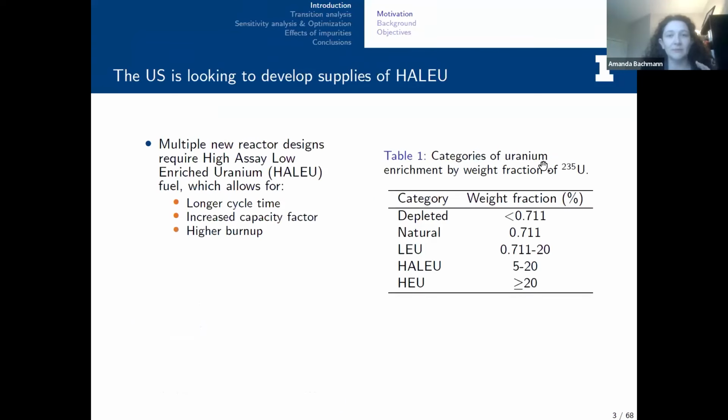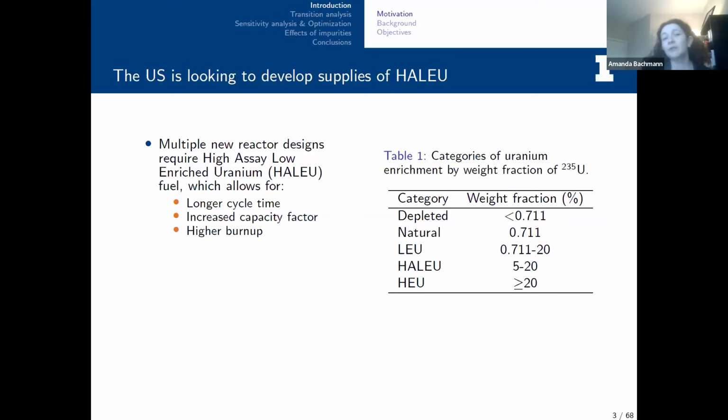So, providing some background for my talk. Right now, a big thing that the U.S. has been looking at over the last couple of years and still somewhat to this day is how we can develop supplies of HALEU. The definition of HALEU that I'm using is the 5 to 20% weight fraction. Sometimes you'll hear LEU plus thrown out there, which is sometimes that 5 to 10% range. I used a 5 to 20% range for this work just because that's what we don't currently have domestic or commercial supply chains for.